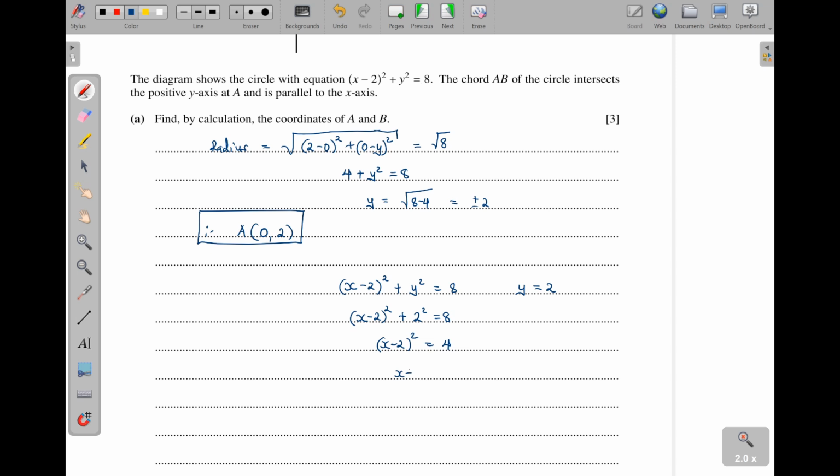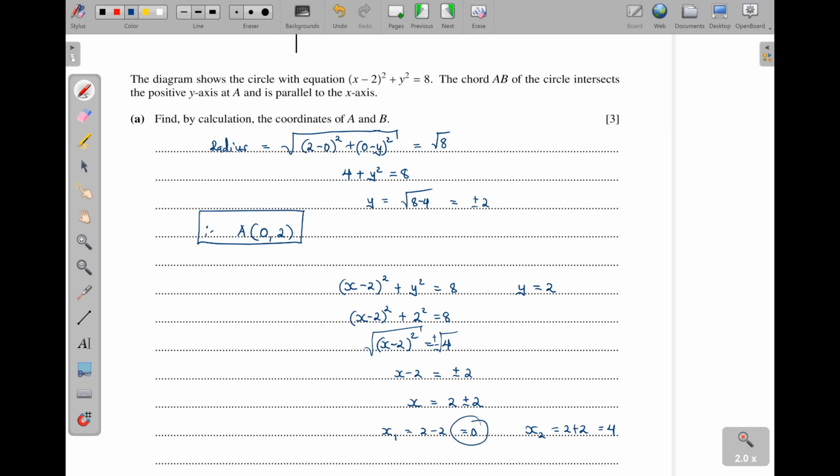Then when we take the square root on both sides, we shall get the square root of 4, which is plus or minus 2. Now, our x is going to be equal to 2 plus or minus 2. So we shall get x1 as 2 minus 2, which gives us 0. And then x2 is going to be 2 plus 2, which gives us 4.